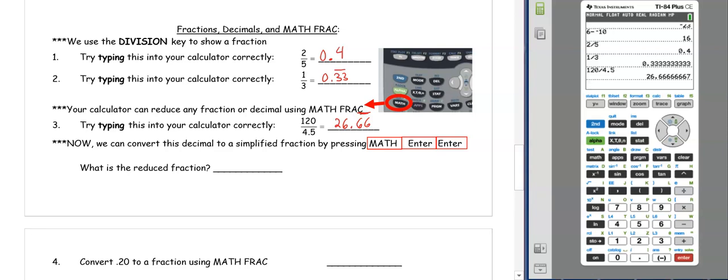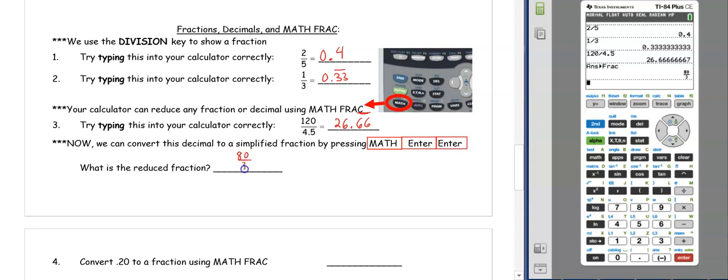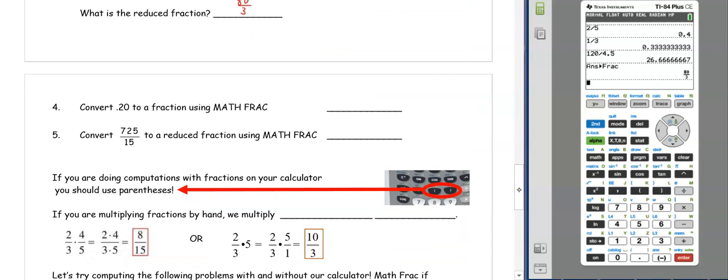Now, if I want to put that back into a fraction so it looks nicely, what I'm going to do is hit the math key, which is the third key. If we go second alpha math, we're going to hit math. Our first option has that little arrow with frac, which means change it into a fraction. So we hit enter, enter, and we get 80/3. In number 4, they gave us a decimal and we want to go into a fraction.